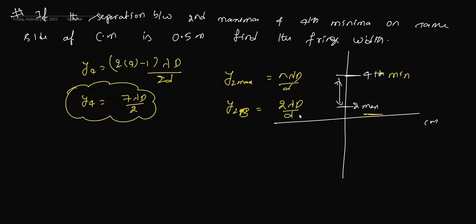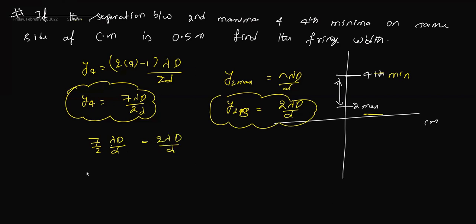Now we are going to subtract this from this. So we get 7 lambda D by 2d minus 2 lambda D by d. If we take the LCM, 7 by 2 and 2 becomes 4 by 2, so 7 minus 4 will be 3. So 3 lambda D divided by 2d is what we got.